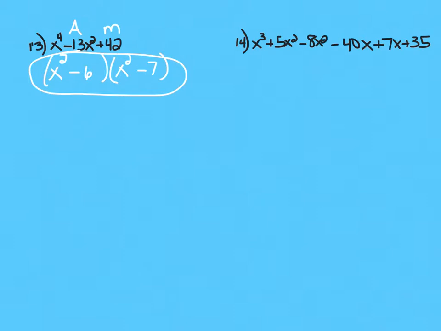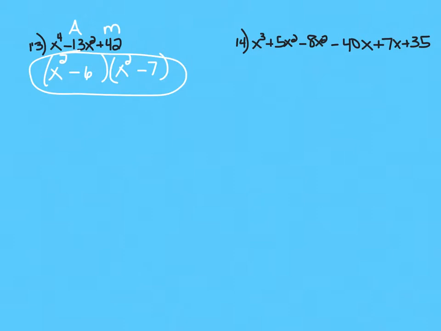Okay, now with number 14, you want to say, can I factor out a greatest common factor of all 6 terms? No, we can't. So with 6 terms, we could either group it into 3 and 3 or 2, 2, and 2. Okay, I'm going to actually start with 3 and 3.